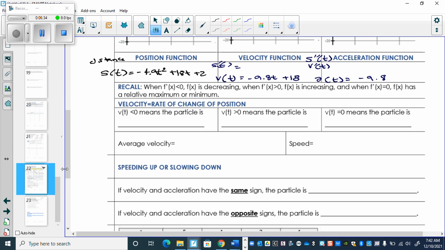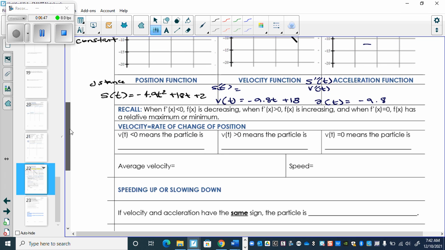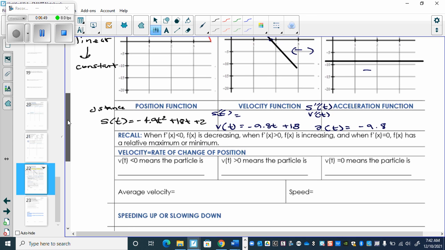So let's recall that when the derivative f'(x) is less than 0, f(x) is decreasing. Similarly, when f'(x) is greater than 0, f(x) is increasing. And when f'(x) equals 0, f(x) has a relative maximum or a minimum.